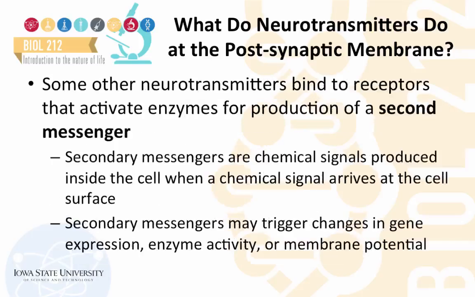Other neurotransmitters bind to receptors that activate enzymes for production of a second messenger. These second messengers are molecules produced inside the cell on the arrival of a chemical signal at the cell surface, and may trigger changes in gene expression, enzyme activity, or membrane potential.